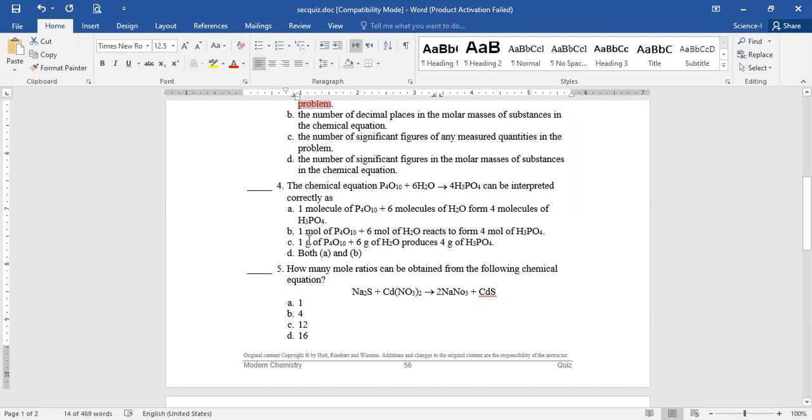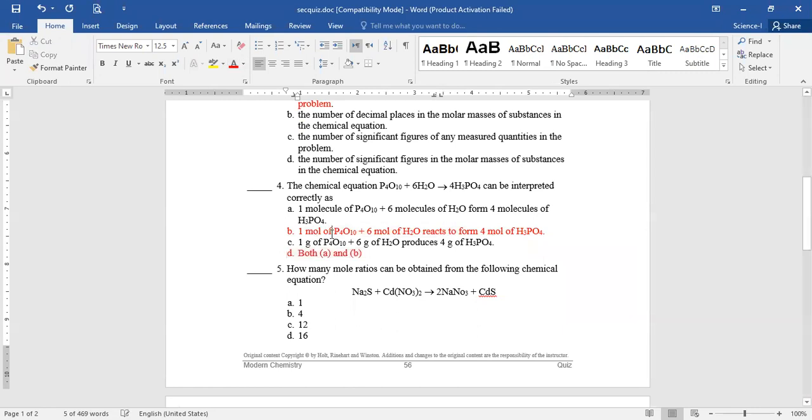So A and B. Do you think this? Yes. No, actually not. The answer is B. Okay. Good idea. Why? Because in A you said 1 mole, or sorry, that's 1 molecule. And A and B both are true. Sorry, I read it wrong.